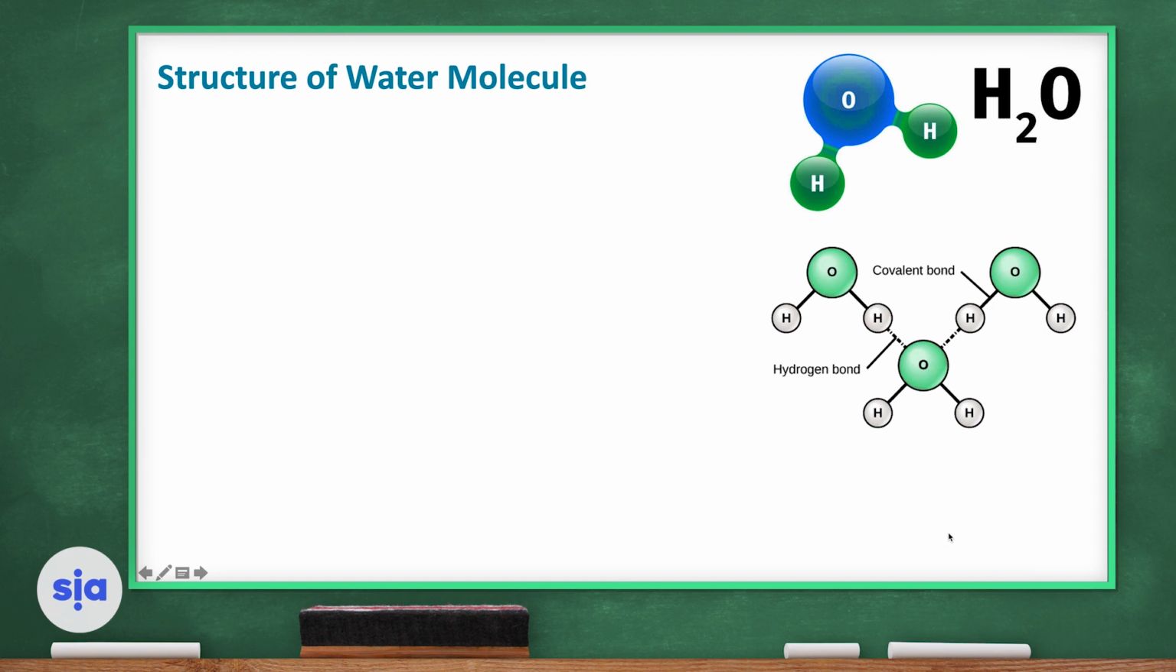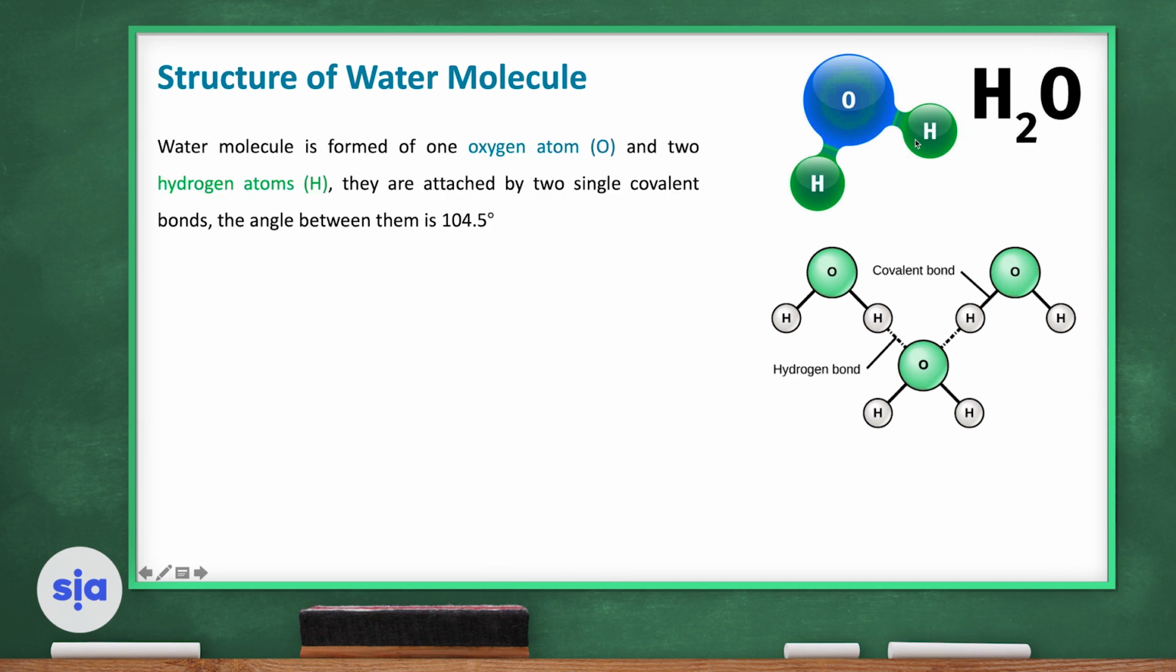So what is the structure of the water molecule? In front of you is a water molecule made of one oxygen atom and two hydrogen atoms. The oxygen and the hydrogen atoms are bonded together by what we call a single covalent bond at an angle. If you look, there is an angle between the oxygen and the hydrogen atom. This is a covalent bond. The angle is 104.5 degrees.